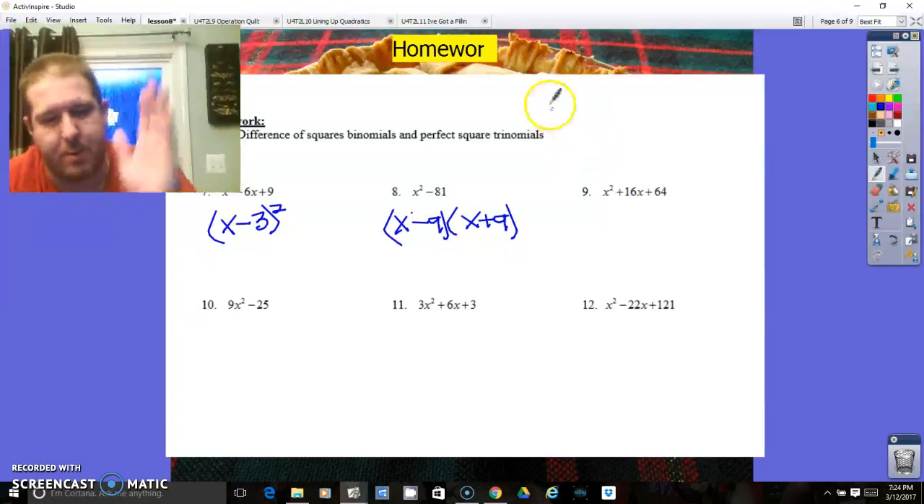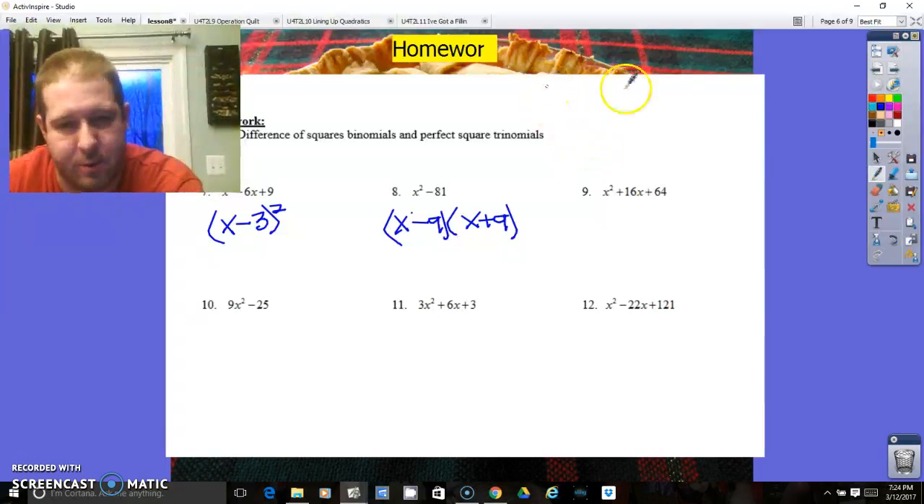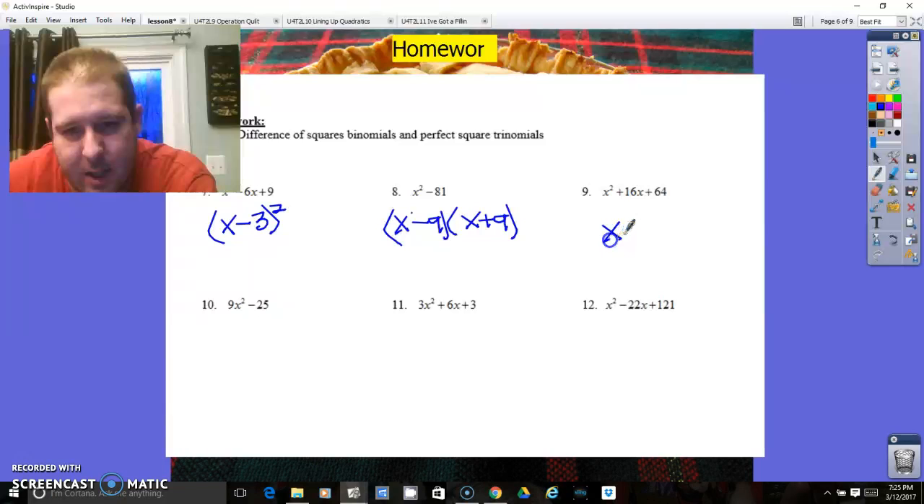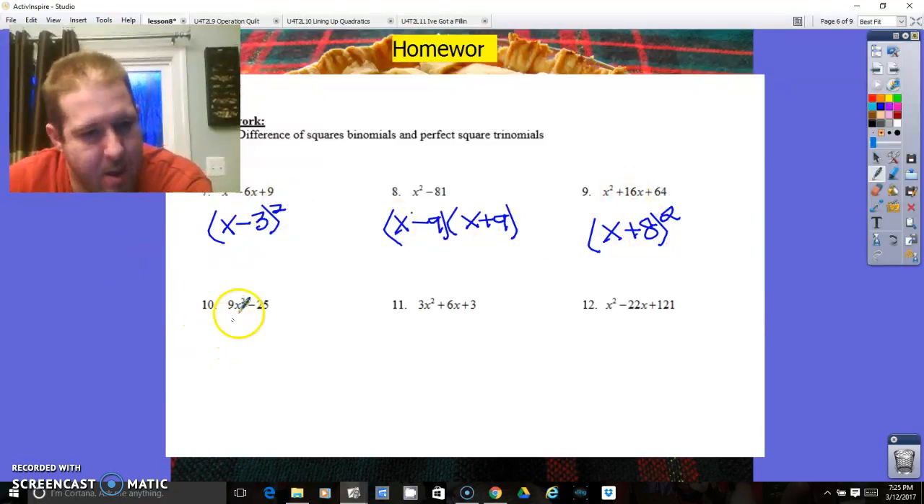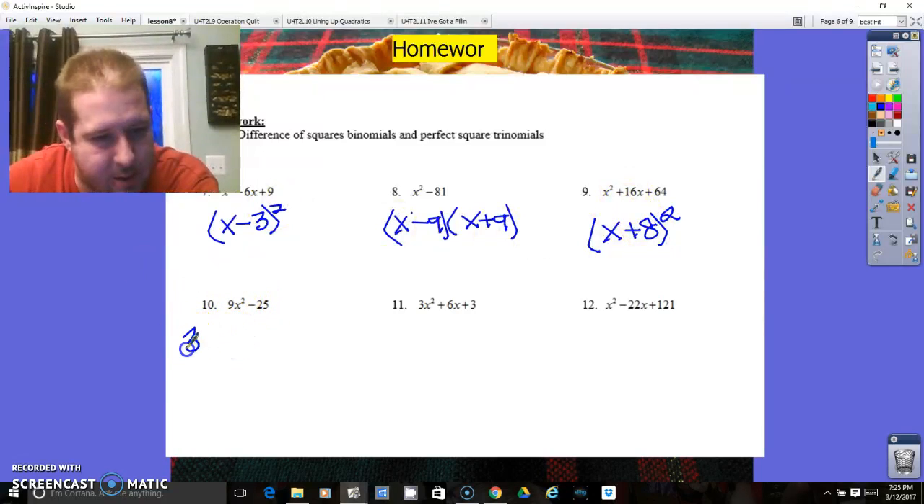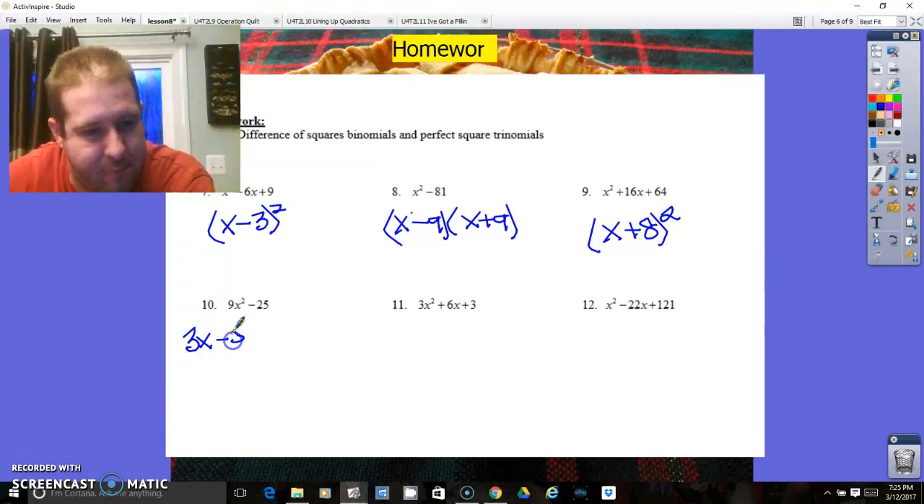Differences of squares, perfect square, but you have red and green longs in both directions. This is going to be an x plus 8 square. And I know that because 8 times itself, 8 plus itself. This one's also going to be differences of squares. This is going to be a difference of 3x minus 5.